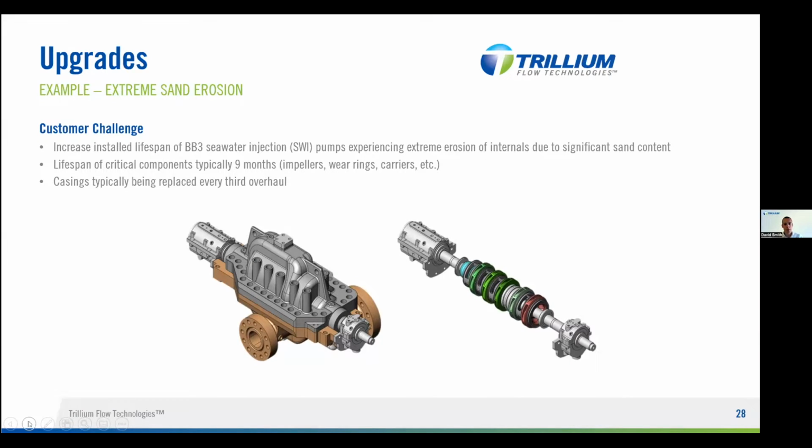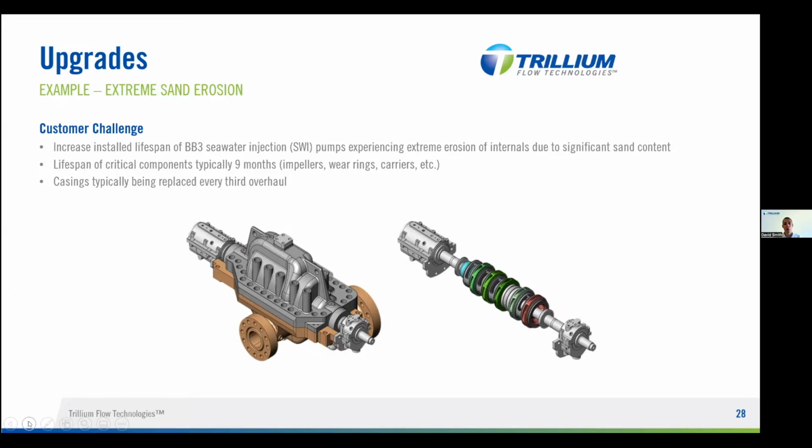Thanks, Chaz. No, that's great. I just wanted to touch on another example of some of the upgrades that we're capable of doing and have done in the past for our customers with different requirements. In this particular case, we're looking at a pump that was seeing extreme sand erosion. It was a BB3 seawater injection pump, and essentially the internals of the pump were suffering severe erosion because of the significant sand content within the pump.